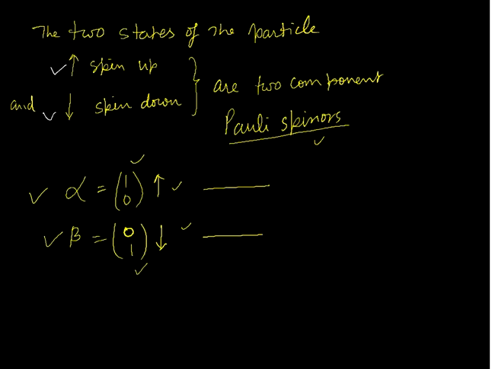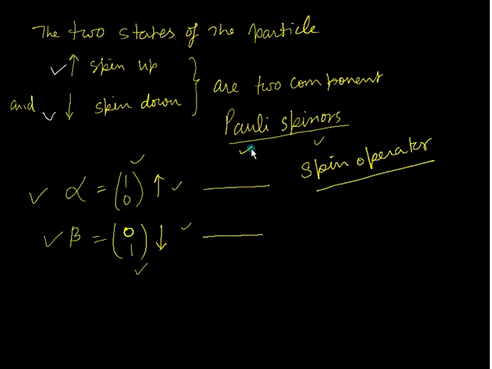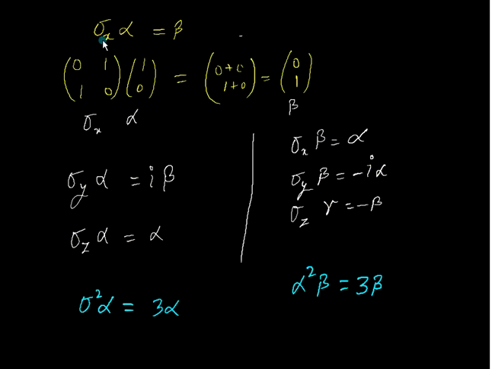In the earlier slide you have seen S is the spin vector and sigma is the spin operator. So what are Pauli spinors? These are alpha and beta, which represent the two different states of the particle, that is the spin up and spin down. Spin operators are sigma x, sigma y, sigma z, and there are some mathematical properties associated with them. Sigma x acting on alpha gives beta. The sigma x matrix multiplied by the alpha matrix, that is spin up, gives beta, and beta is the spin down.